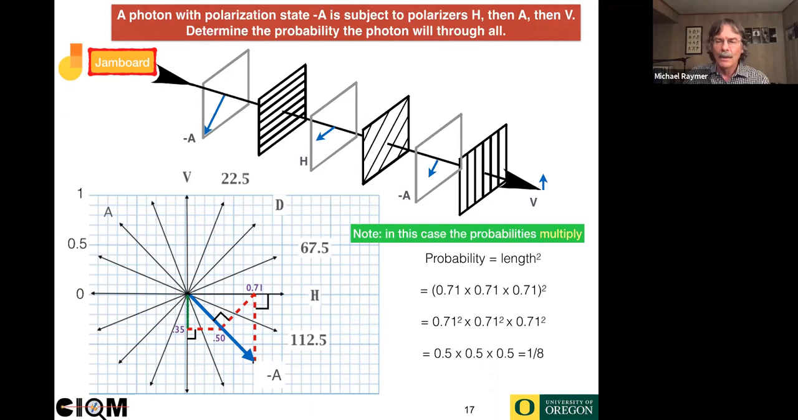0.71 times 0.71 times 0.71 squared. This whole product here is 0.35. That's what we got from this picture here. And you square it. But that's the same thing as the product of the squares. But 0.71 squared is equal to 0.5. So 0.5, 0.5, 0.5 is 1/2, 1/2, 1/2 is 1/8. So you can see in this particular case, the probabilities multiply.